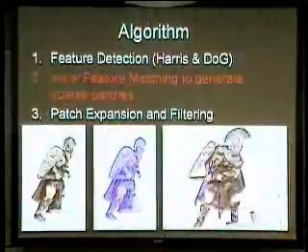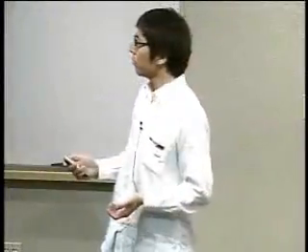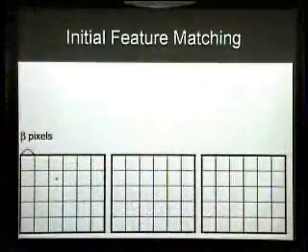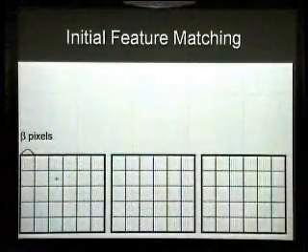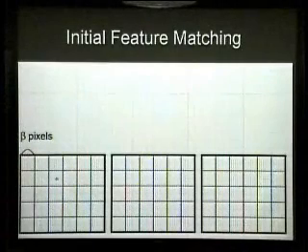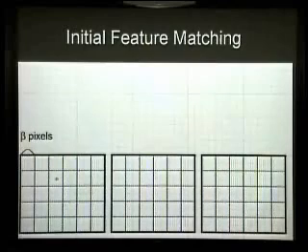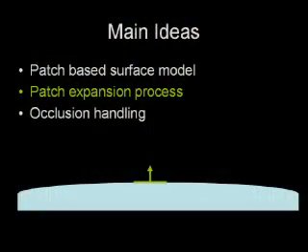In the second step, we try to match those features to generate a sparse initial set of patches. Here's a toy example. We have 3 images, and in the first step we detect features in all the images. In this step, we try to match. Suppose you pick one feature and try to match it to a feature in another image. If you know the camera parameters, there's a thing called the epipolar line: this feature must match some feature or point along this line. You don't have to search the whole 2D image to match features.